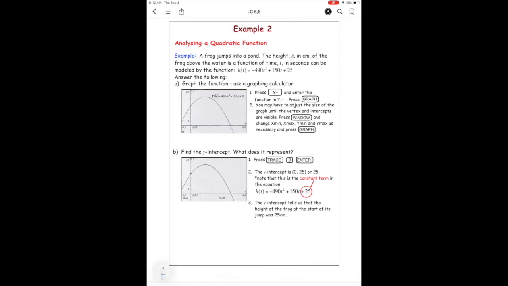Okay, so we have this frog, and the frog is jumping in a pond, and this is the modeled function of the frog. So really, really important, when you're given this function, put it into your Desmos. Remember you're going to use y instead of that. And it's going to give you a picture, so we'll use this picture down here.